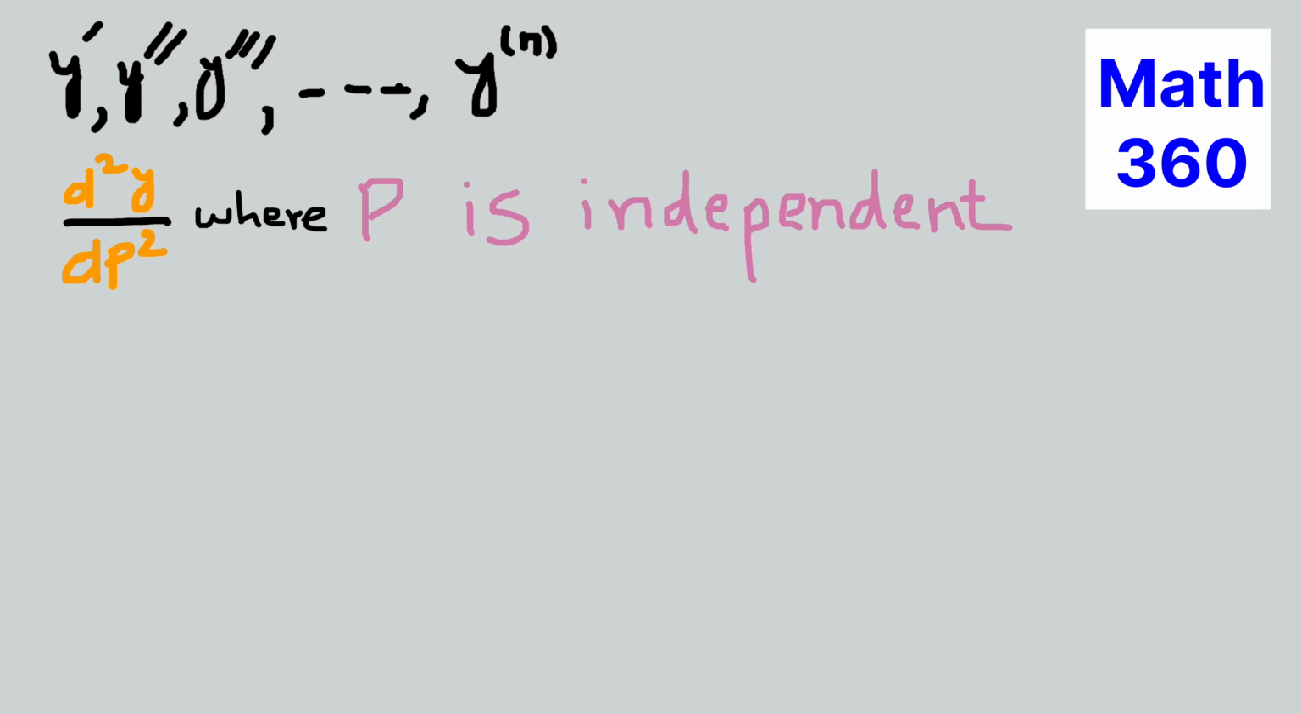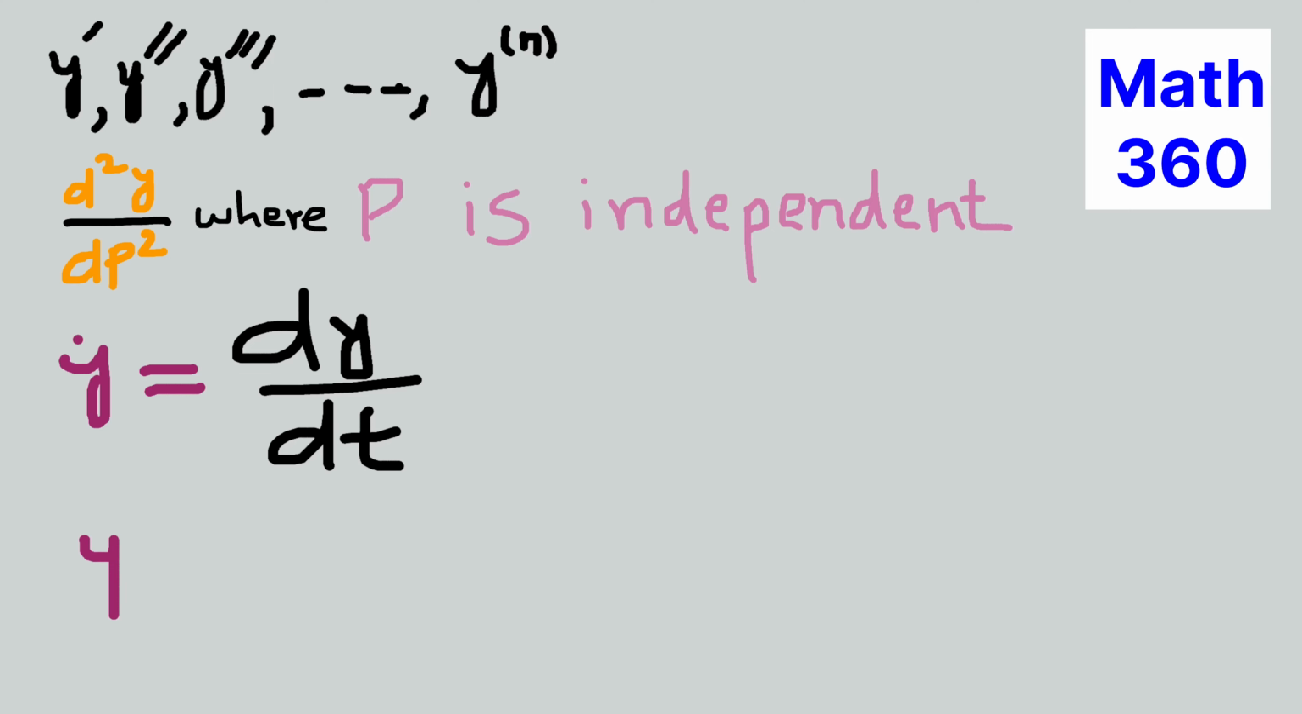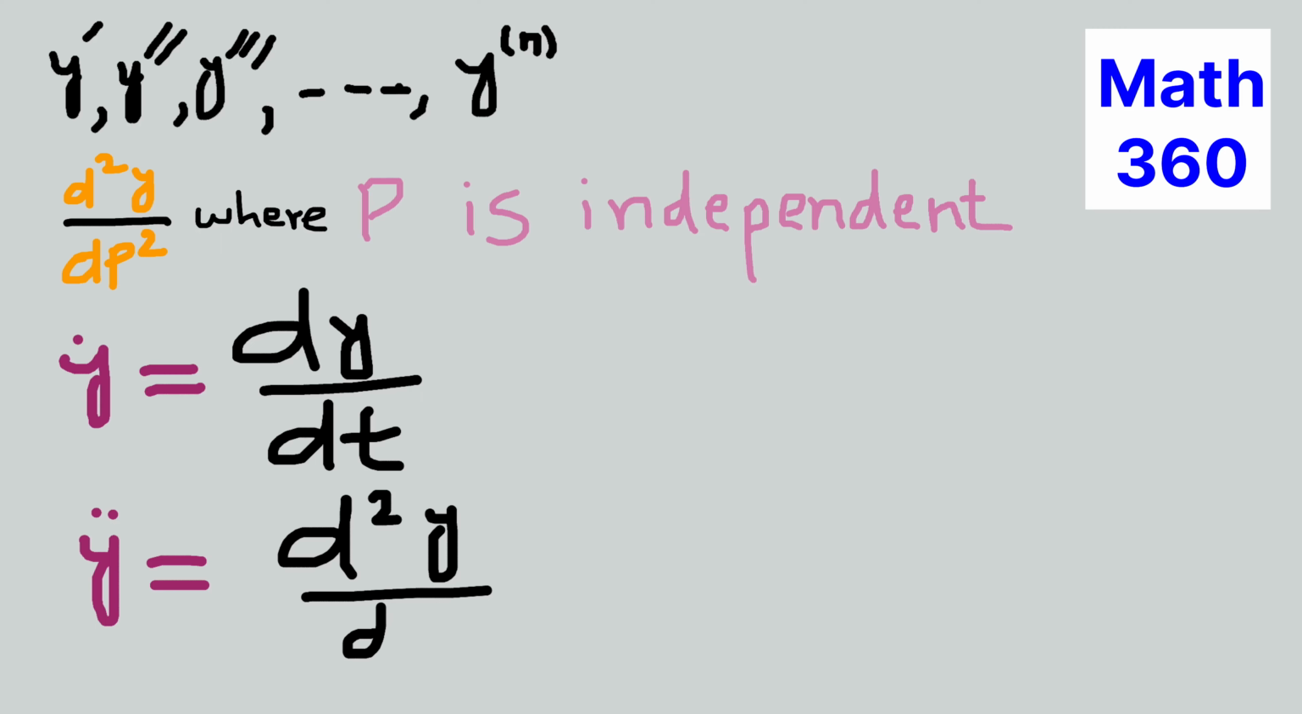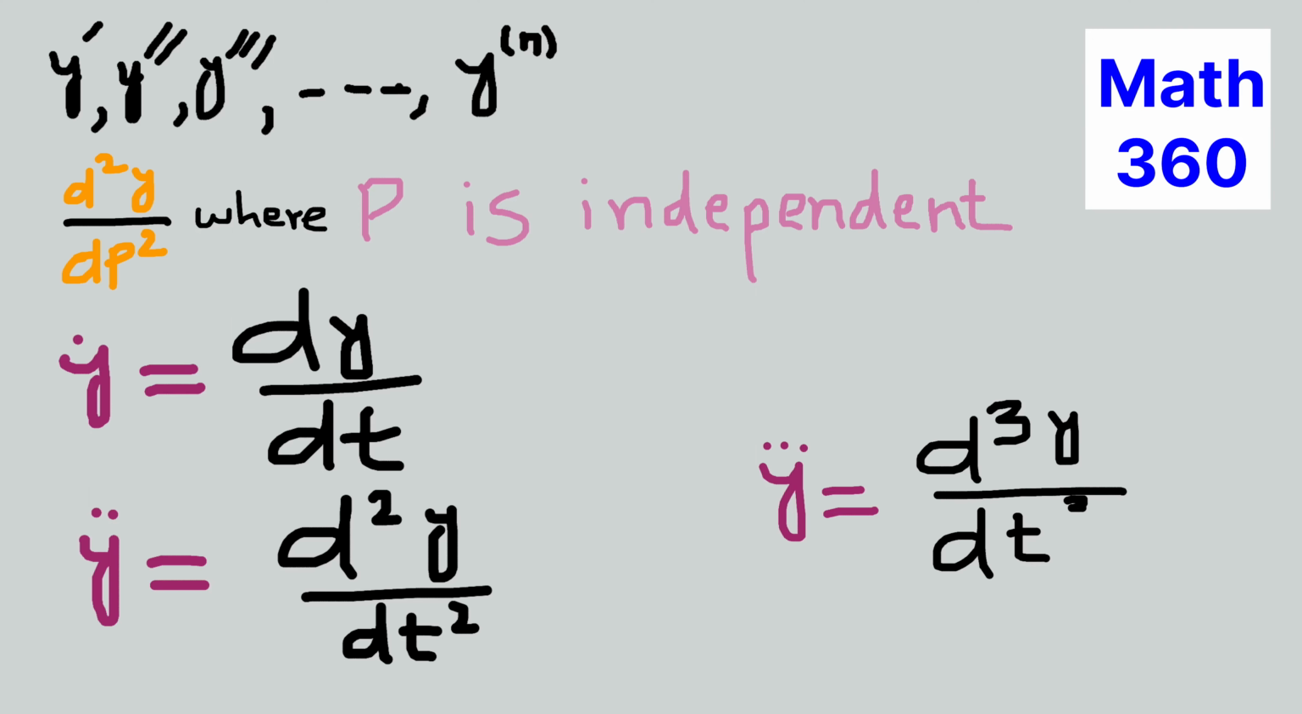If the independent variable is time, usually denoted by t, primes are often replaced by dots. y dot is equal to dy over dt, y double dot is equal to d squared y over dt squared, and y triple dot is equal to d cubed y over dt cubed. They represent the first, second, and third derivatives with respect to time.